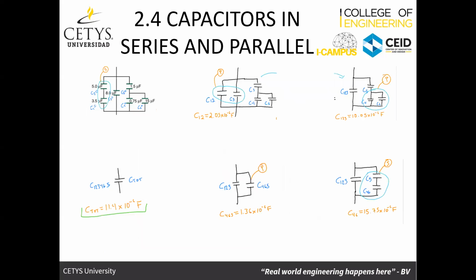This procedure that I'm putting here is what we had already done. These are the steps we had already done to find the total or equivalent capacitance, which was 11.4 times 10 to the minus 6. We had already done that procedure. We don't need to do it again.